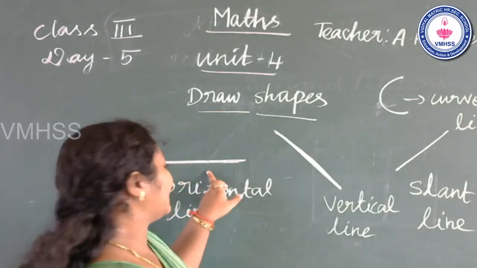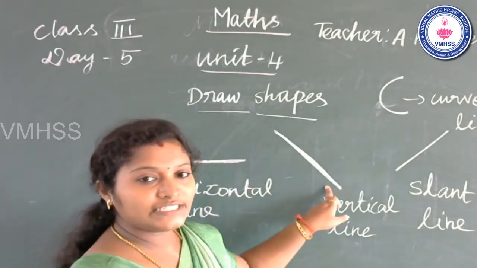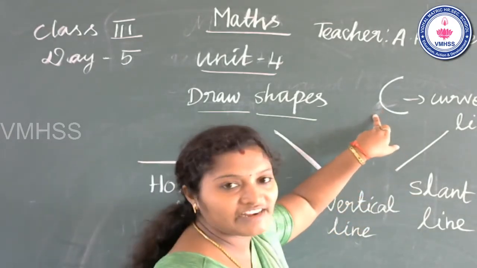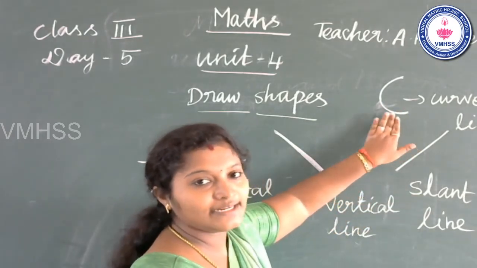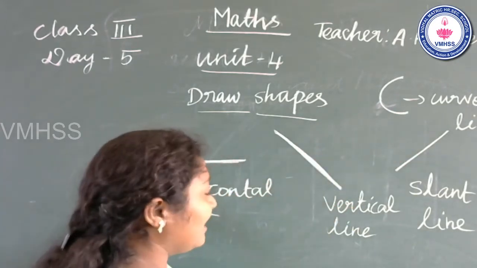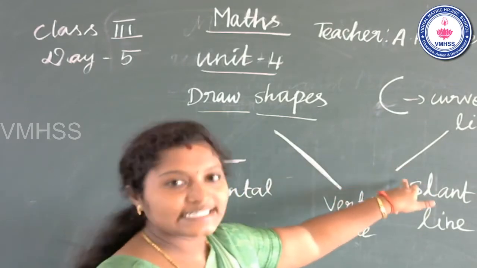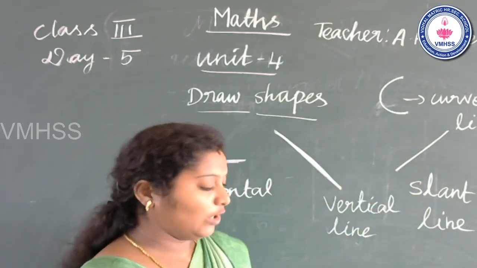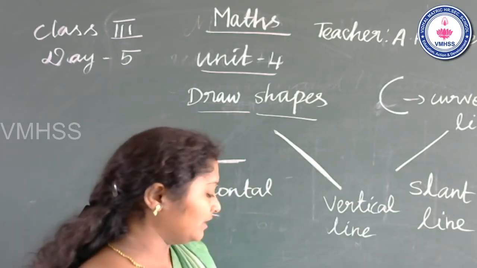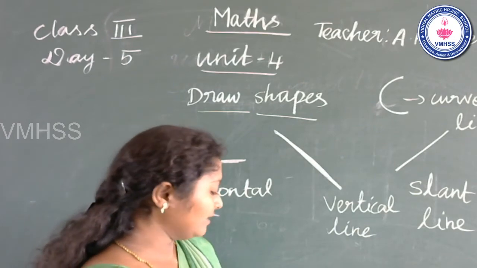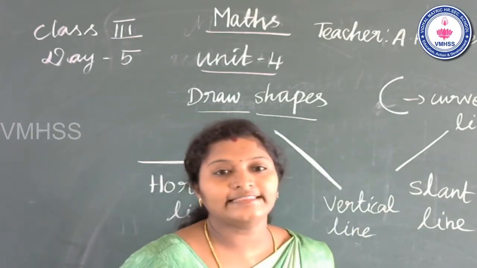So this one is horizontal line, vertical line, slant line and this line is curved line. What is the name of the line? This is curved line. Horizontal line, vertical line, slant line and curved line. Now we take a page number 83.